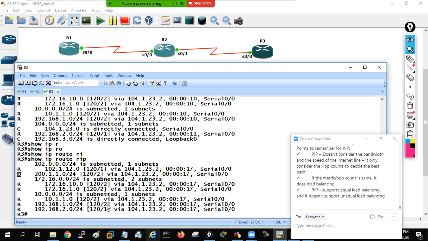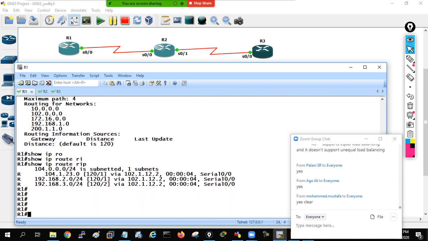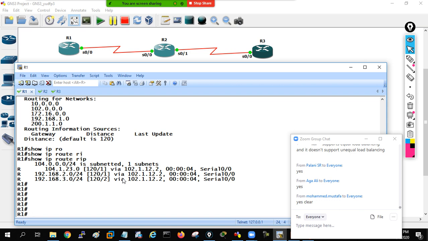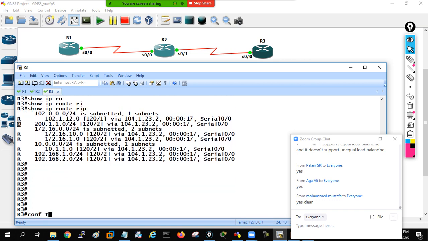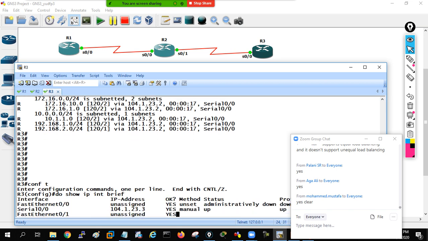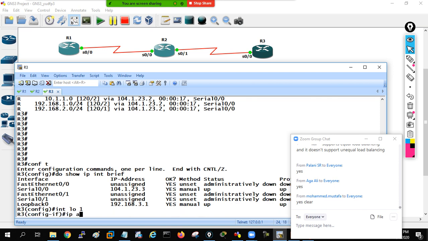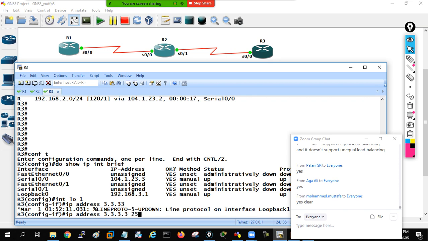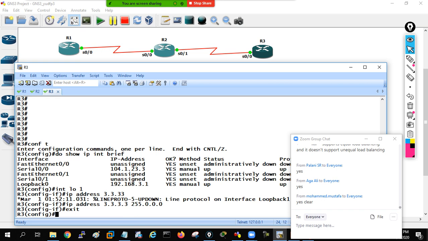And now, see here. Suddenly, Ali is sending me some messages. He's saying, Seshu, can you add me one more network? See here, I am adding one more network in router 3. I am adding one more interface. I think one loopback is already there, right? Yeah, one loopback is there. I am going to add one more. See, Ali. Loopback 1, IP address 3.3.3.3, then 255.0.0.0.